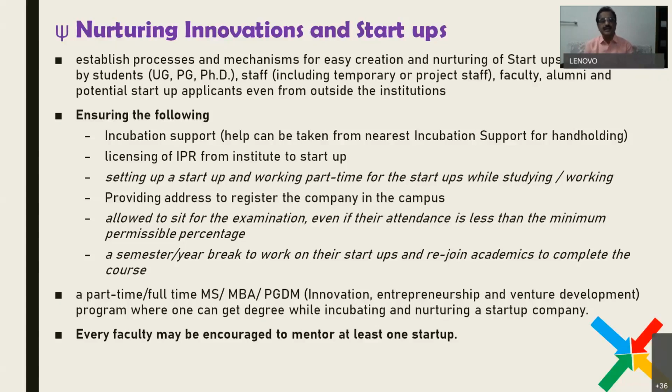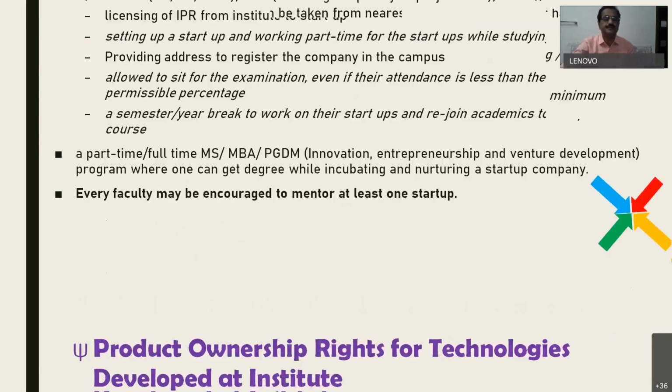Right? The students can take this credit, pursue this course, or offer a PG diploma, or a diploma, or a certificate course, so that your students or faculty working in different domains and different disciplines can always take these credit courses and get the credits and the knowledge of how to start a startup. And every faculty may be encouraged to mentor at least one startup. That should be the challenging task for the faculty.